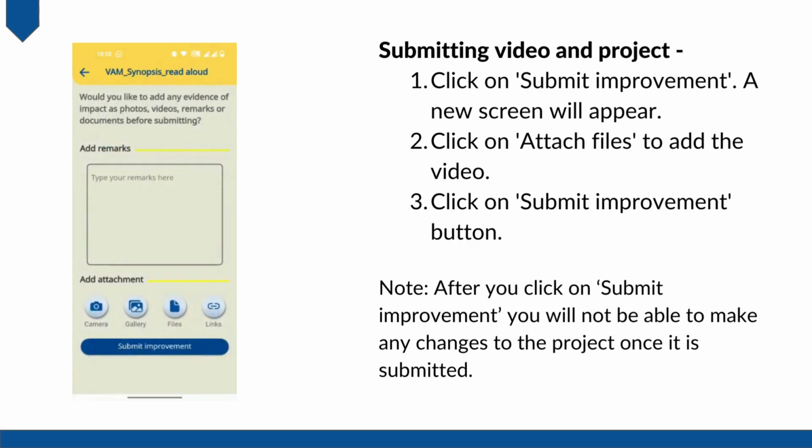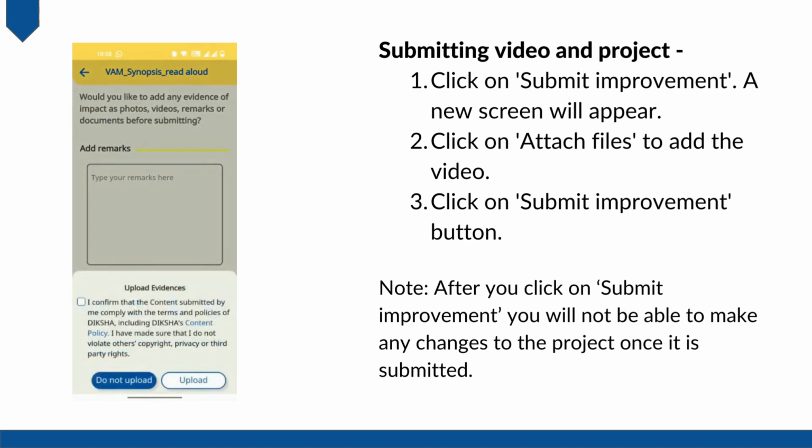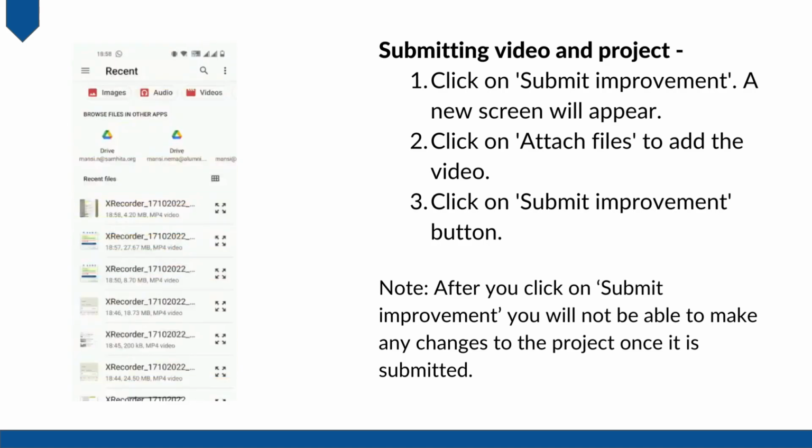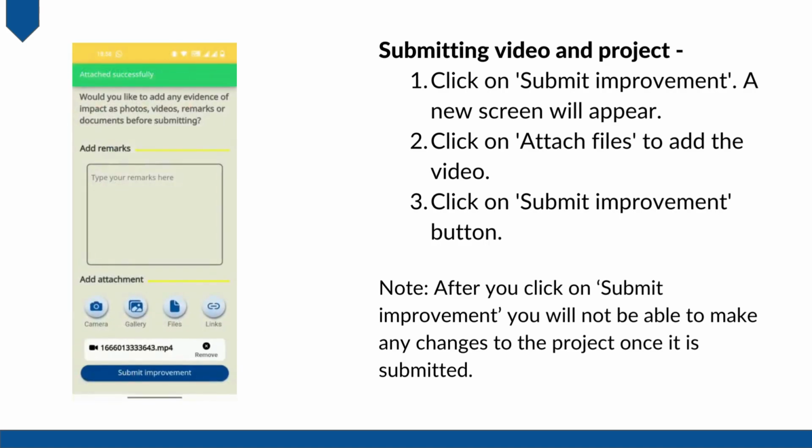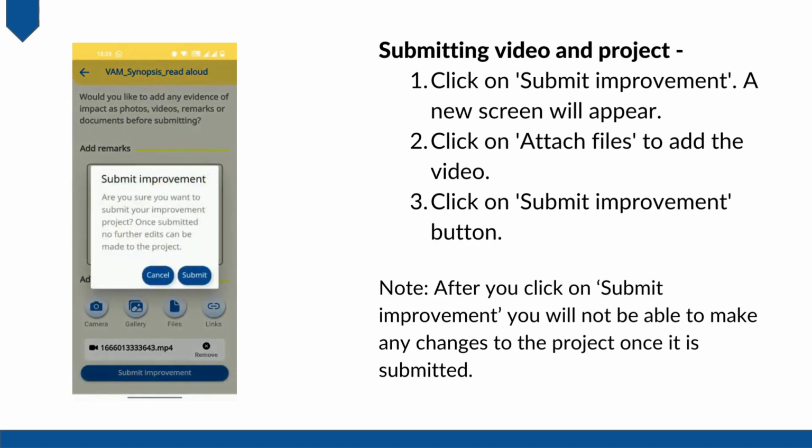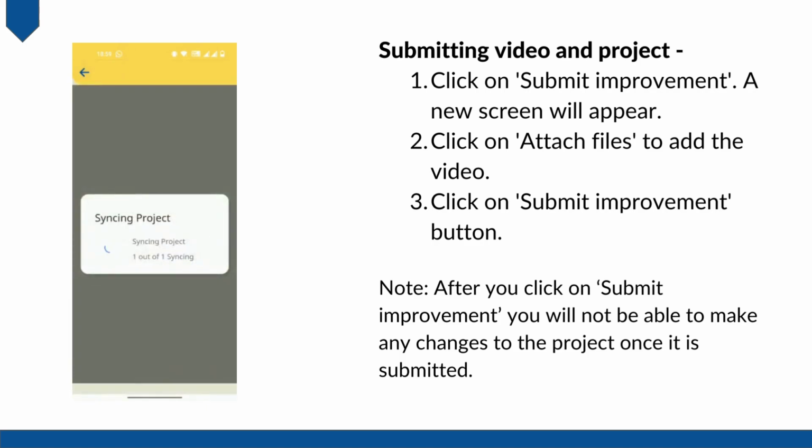Click on Submit Improvement. On this page, attach your Vidya Amrit Mahotsav journey video by selecting it from Gallery or Files. You'll see Attach Successfully notification appear at the top of the app. Post that, click on Submit Improvement. After you click on Submit, you will not be able to make any changes to the project.